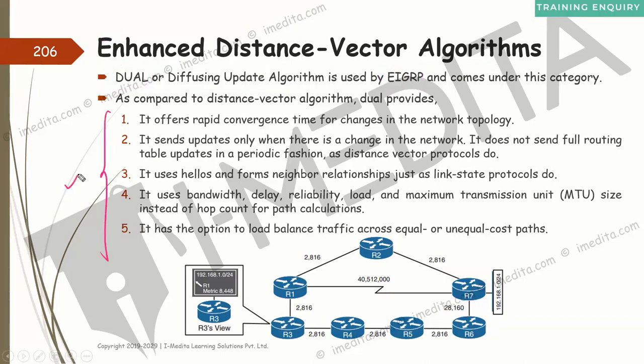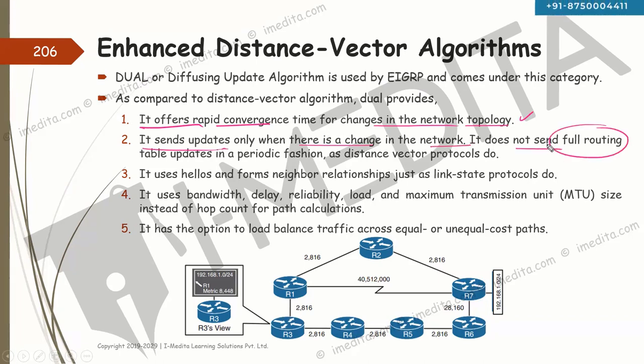These are the advantages of using EIGRP. It offers rapid convergence time for changes in the network topology. It sends updates only when there is a change in the network. It is not even going to send the full routing updates in a periodic fashion, just like the distance vector routing protocols do. Distance vector routing protocols advertise the entire routing table, let's say every 30 seconds in the case of RIP. In a distance vector routing protocol, whatever information I have, I'm going to give that information to you.